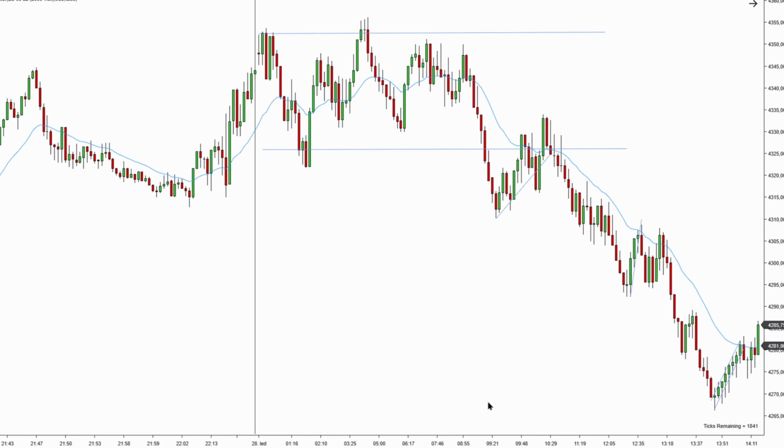Market behavior, how to read it. Okay. Before we place trades, we need to understand and identify the market structure correctly. We need to have an idea what the current bias is.